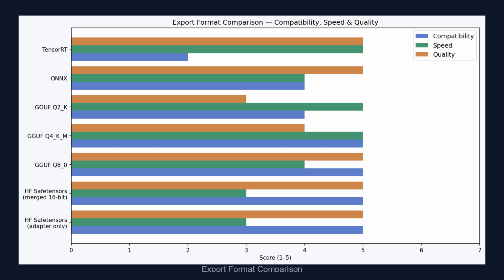The GGUF variants Q4_K_M, Q5_K_M, and others balance all three dimensions reasonably well and are the right choice for the llama.cpp ecosystem. HF safetensors in both full and adapter configurations offer full quality with broad framework support. The right format depends entirely on where the model runs and what hardware it runs on. There's no universally best answer, only the best answer for your specific deployment target.